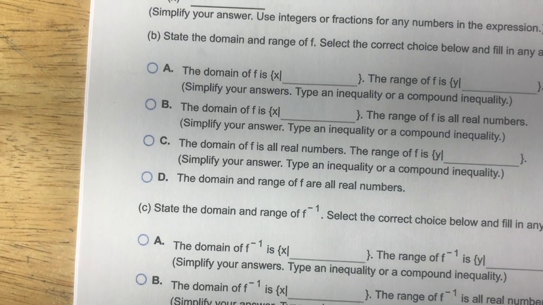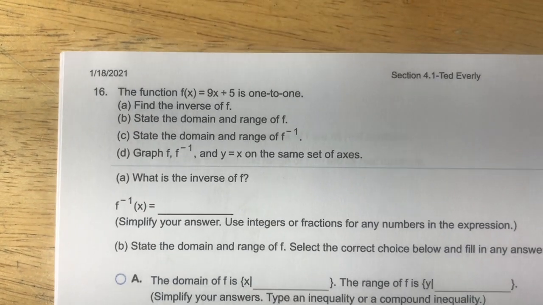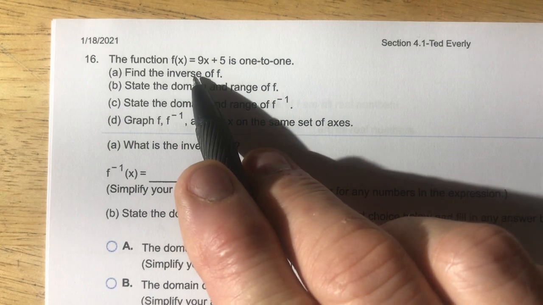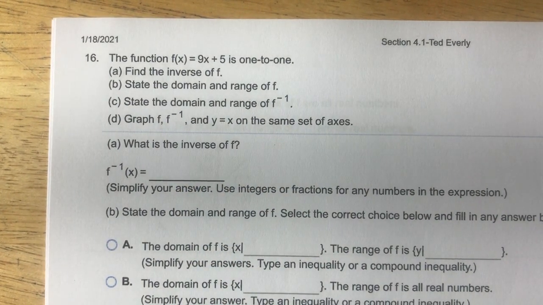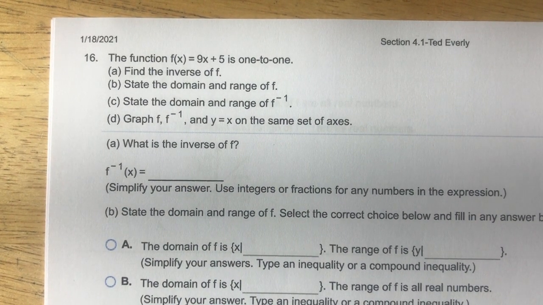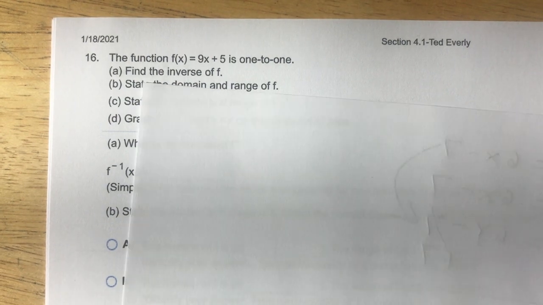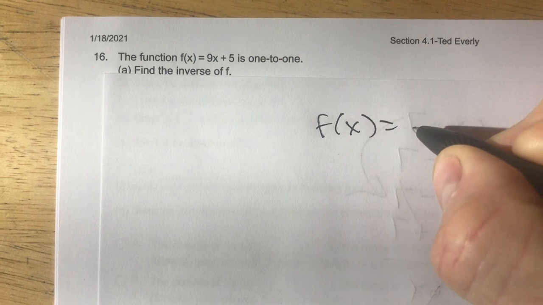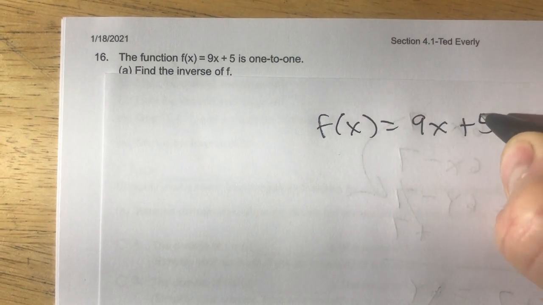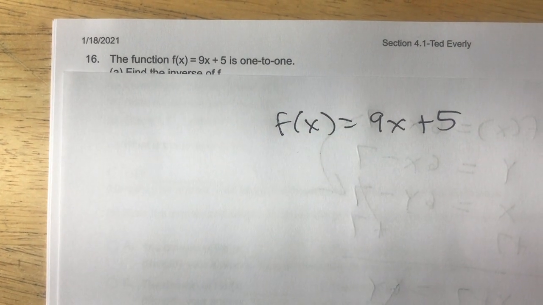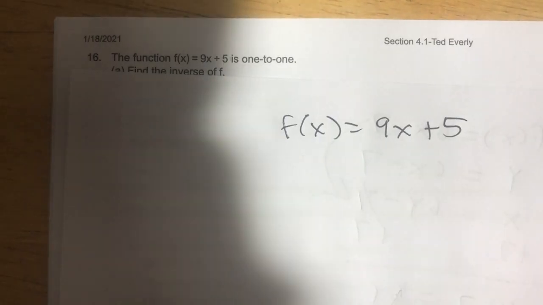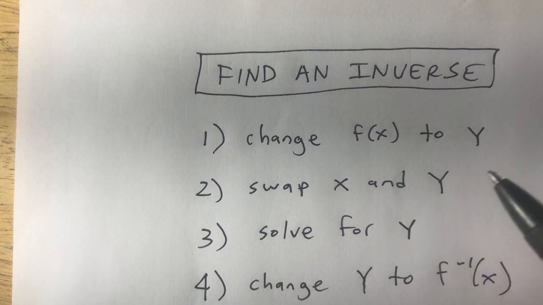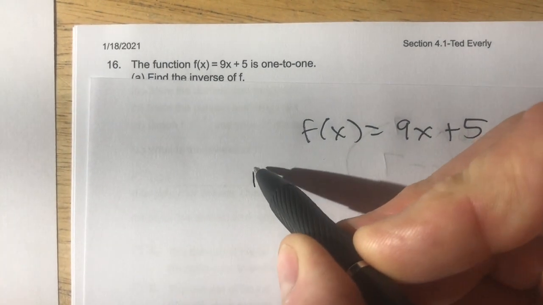Here's another one. Number 16 here. The function is 1 to 1. Find the inverse. We're going to do the same thing we just did a minute ago. Let me get my piece of paper here. We've got f of x equals 9x plus 5. We're going to do these 4 steps here. I change f of x to y, and then I swap x and y. So we'll go ahead and do those together.